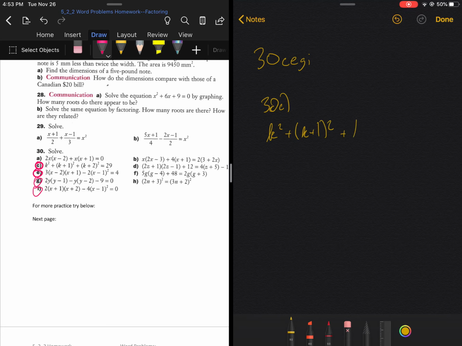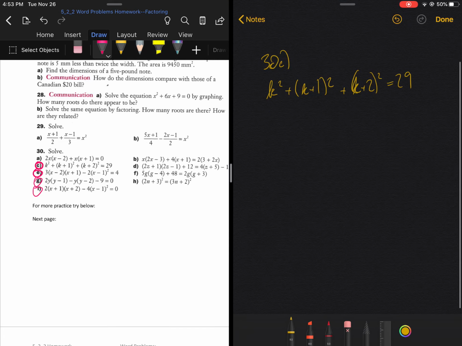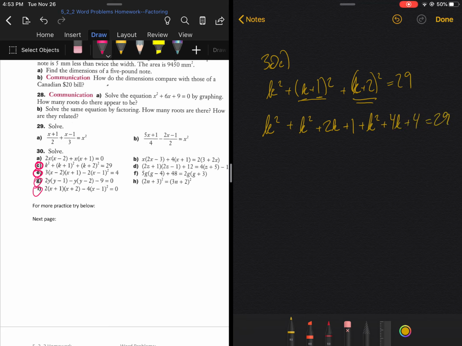Okay, we have k squared plus (k plus 1) squared plus (k plus 2) squared equals 29. All right, so let's solve. K squared, how do we get this? Square of the first plus 2 times the first term times the second term, 2k plus 1. How do we solve that? Plus k squared plus 4k plus 4 equals 29. All right, what do we got there?